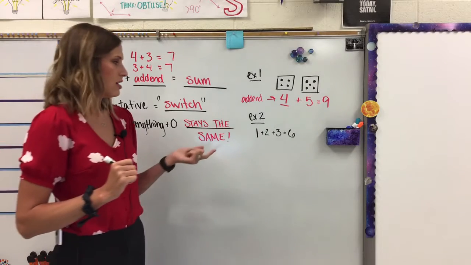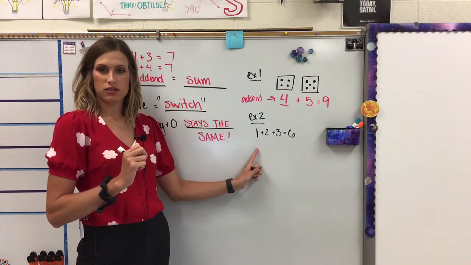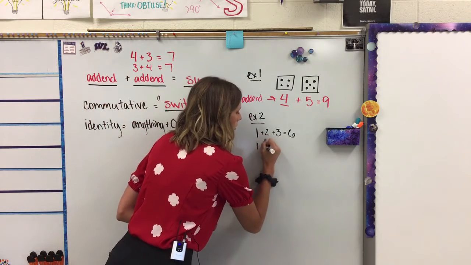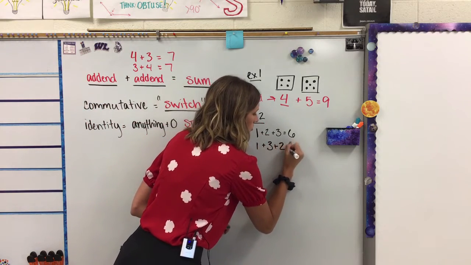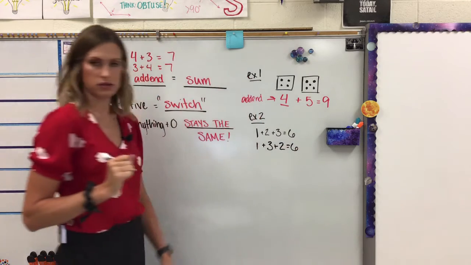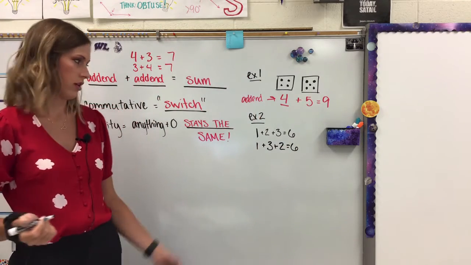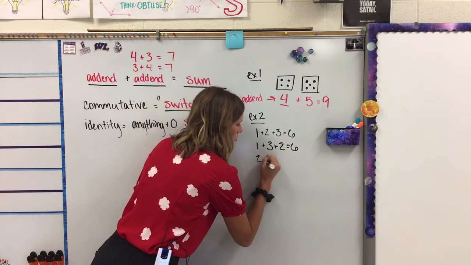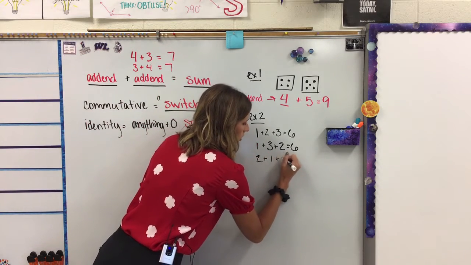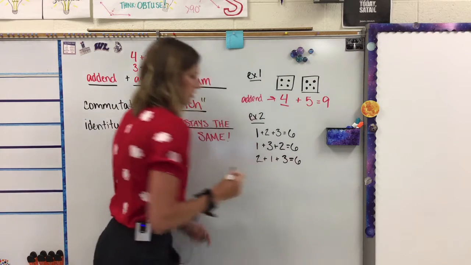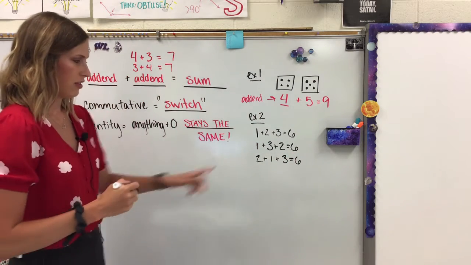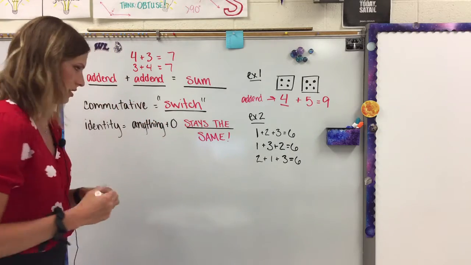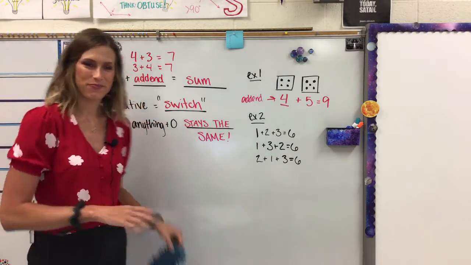Now, I'm going to keep 1 as my first number, and I'm just going to switch 2 and 3 around. So 1 plus 3 plus 2 also equals 6. Now I'm going to start with my 2: 2 plus 1 plus 3 equals 6. Now, there's 3 more combinations. See if you can find them while I erase this board here since we don't need this part anymore.